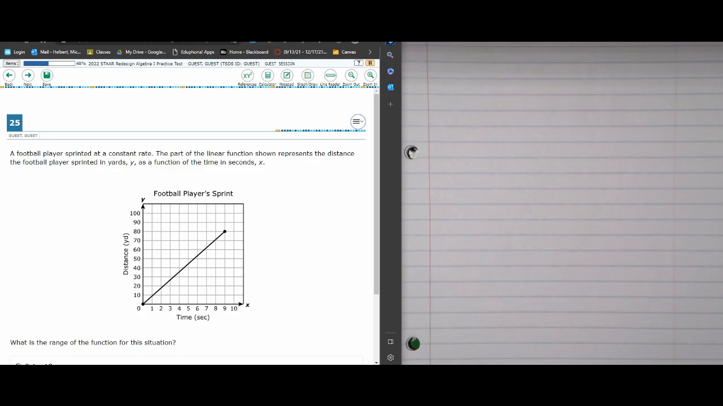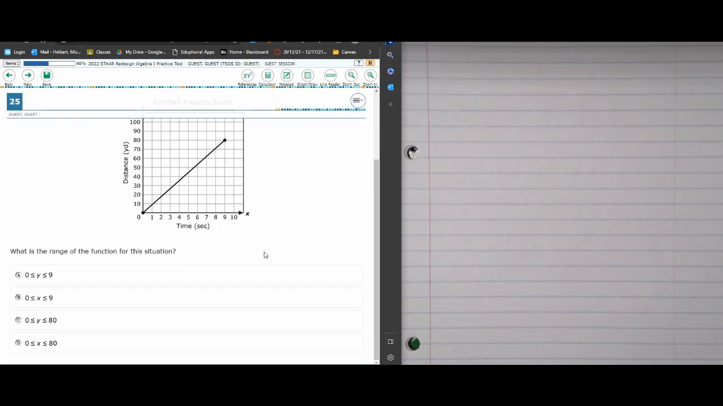Question number 25 says a football player sprinted at a constant rate. The part of the linear function shown represents the distance the football player sprinted in yards, y, as a function of time in seconds, x. What is the range of the function for the situation? Now I am going to highlight this word range because that makes a difference in what we're looking for.